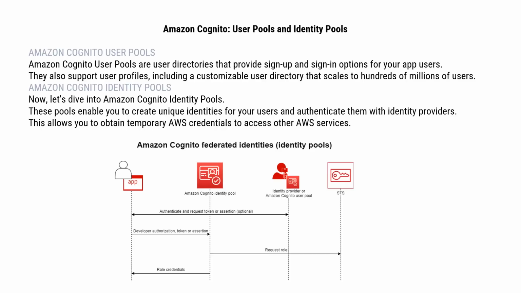Now let's dive into Amazon Cognito identity pools. These pools enable you to create unique identities for your users and authenticate them with identity providers. These allow you to obtain temporary AWS credentials to access other AWS services. Understanding the difference between Amazon Cognito user pools and identity pools is crucial for leveraging the full potential of Amazon Cognito. So stay tuned for more insights on cloud services.